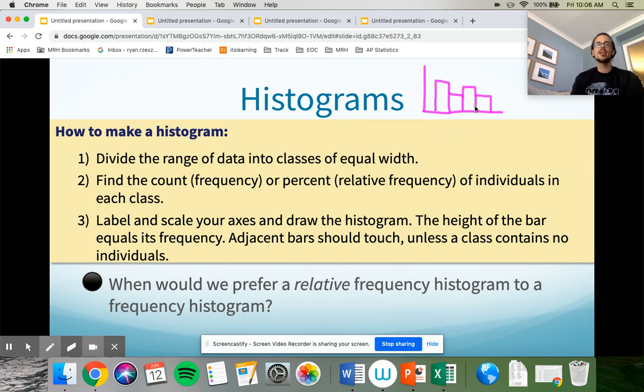But when you make a histogram, you need to make sure that you always have your bars going vertically like this. We don't like to see histograms going this way, so that's bad.